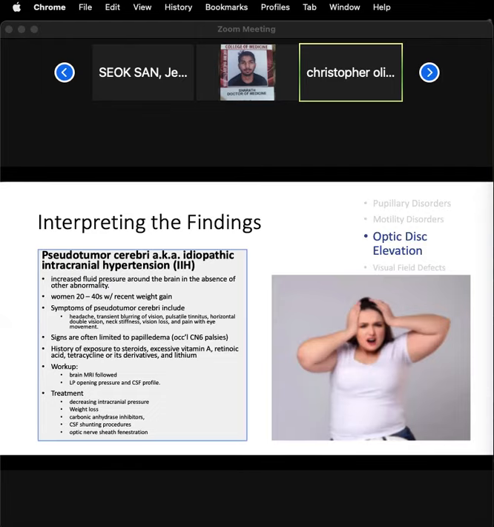Dito pala sa IIH, vision loss is the most dreaded consequence of this condition kasi yung chronic papilledema arising from increased intracranial pressure may result in progressive ganglion cell death because of compromised axonal homeostasis or ischemia. It's also important to treat.